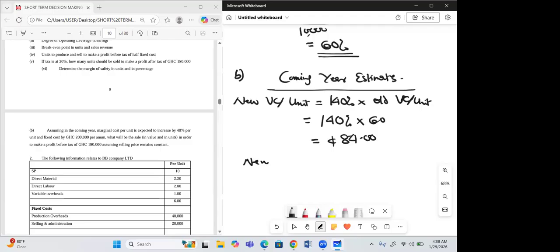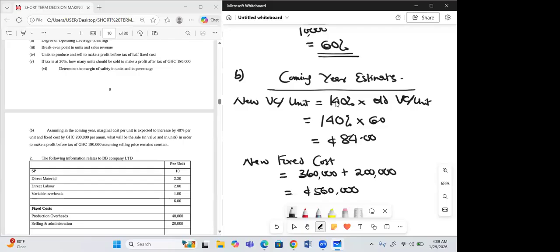will also be equal to what? The old fixed cost was what? 360,000. Now they say we should increase by what? 200,000. So 560,000. So this is the situation.